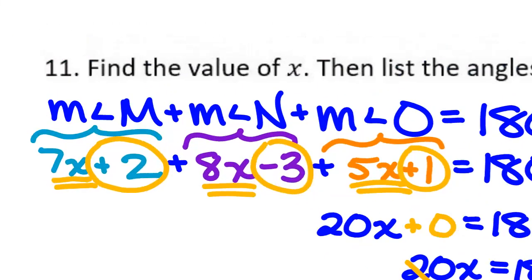All right, so we did the first thing they asked us to do. It said find the value of x. We figured out that x is 9. It says then list the angles and sides from shortest to longest. So how do I figure out what the shortest or smallest angle is? How do I figure out what the biggest angle is? Yes, we're going to take our value for x. We're going to plug it into all of these expressions.